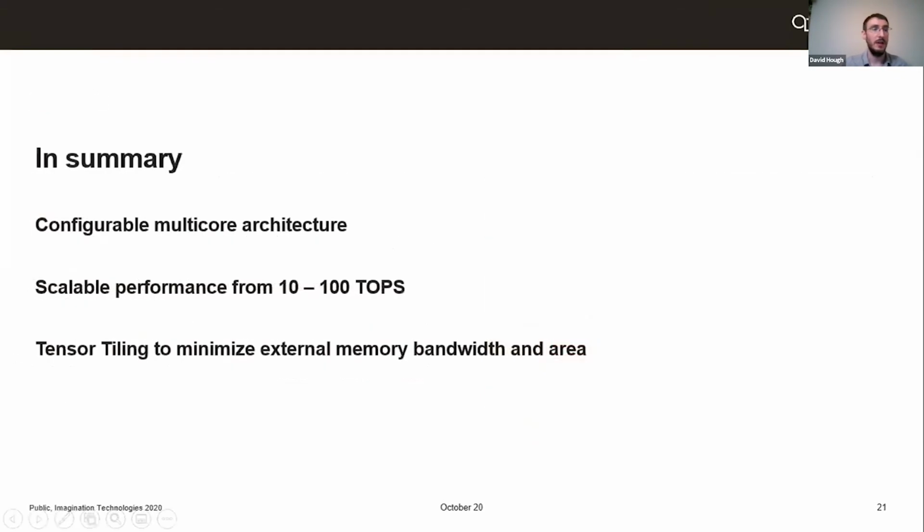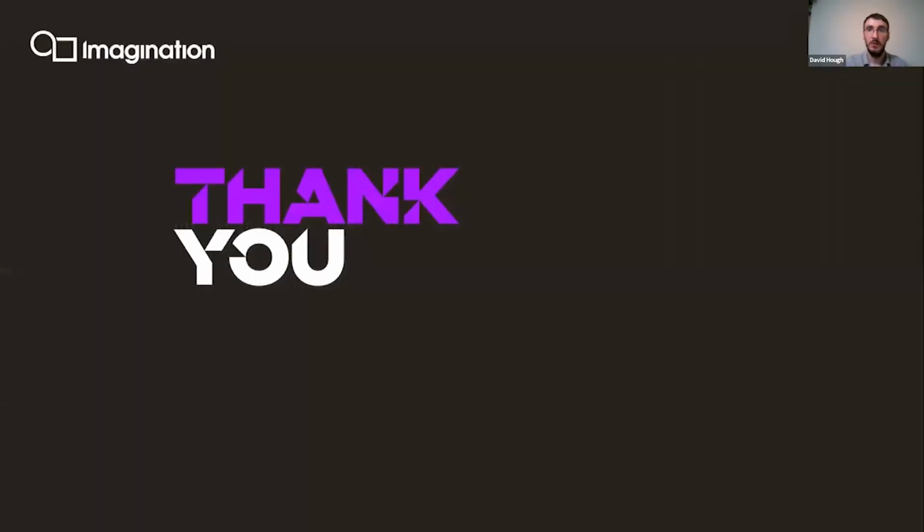So I think that's about it. In quick summary, thinking back to our original design goals, we've come up with a configurable multi-core architecture that's scalable from 10 to 100 teraops of performance. And our tiling approach allows us to keep our external memory bandwidth and area in check somewhat, with limited amounts of area required for local memories. So yeah, thanks for listening. And I guess over to any questions.